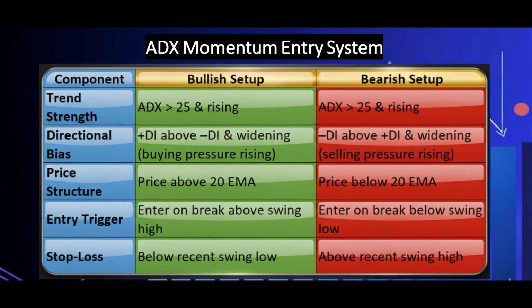For a bearish setup, again here too, ADX should be in rising mode. Minus DI here should be above plus DI, and it should be widening. Price ideally should be below the 20 EMA. Enter on a break of the swing low, and the recent swing high is your stop.